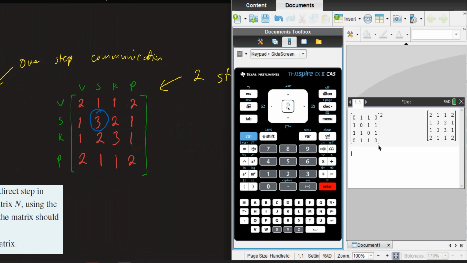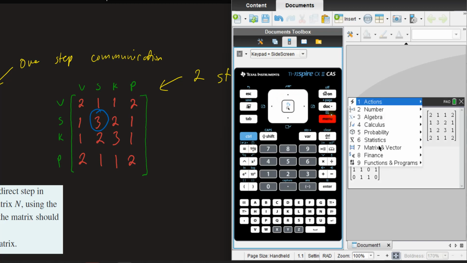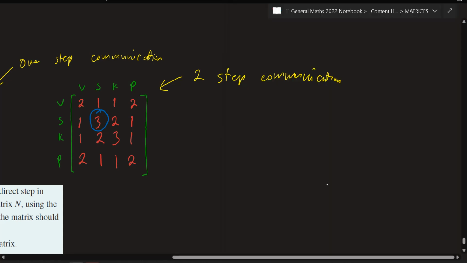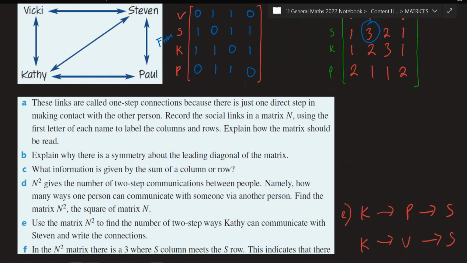How about if I asked you, give me the three-step communication? How would you do that? Cube it, so power of 3. And 4-step would be the same thing, but I'm not sure if I've ever seen a 4-step question. Maximum is a 3-step, that's all I've seen. But essentially, all you've got to do is square it, and that'll give you the 2-step. Okay. Cool. That's technically it for this chapter.